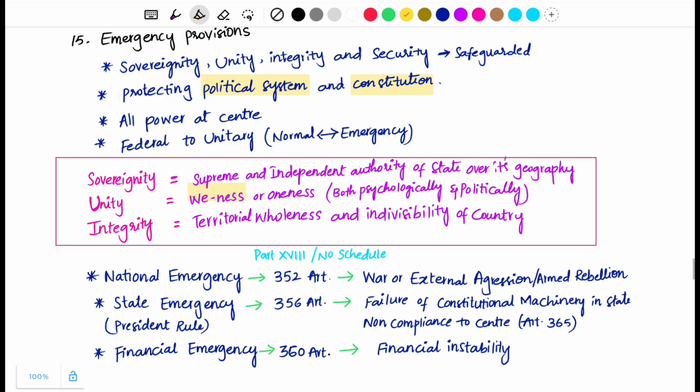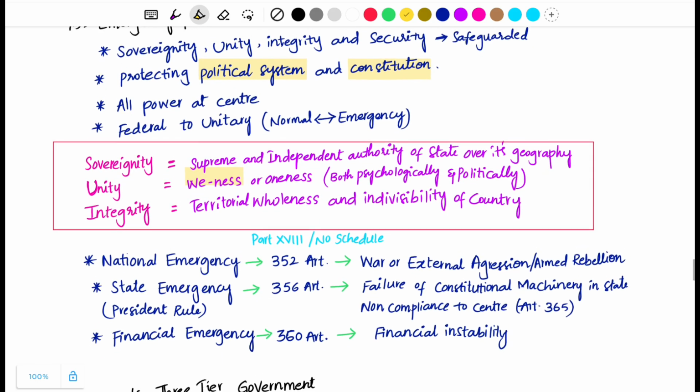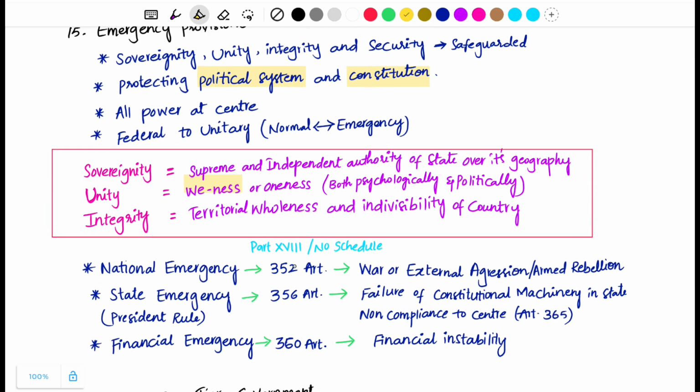Part 18 in the Indian Constitution is related to emergency provisions. We have three types of emergencies in India: national emergency, state emergency or President's rule, and the financial emergency. Let us look into the national emergency. Article 352 in the Indian Constitution deals with the national emergency.